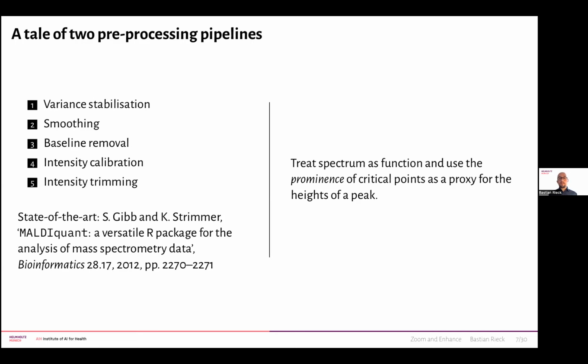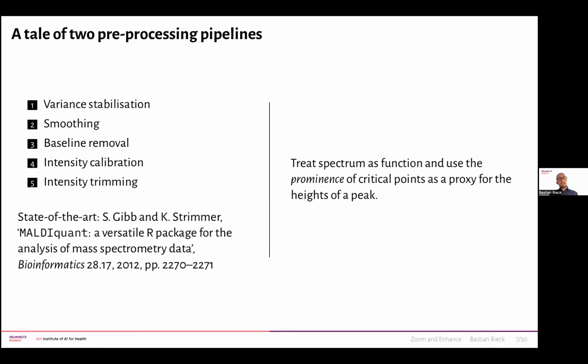And anyway, how is this typically done? How are these spectra being used for machine learning algorithms? There are two pre-processing pipelines that I want to briefly talk to you about. The one on the left is, let's say, the classical one, the established one. The one on the right is one that we tried out in one of our papers. I'll go into the details in a few slides.